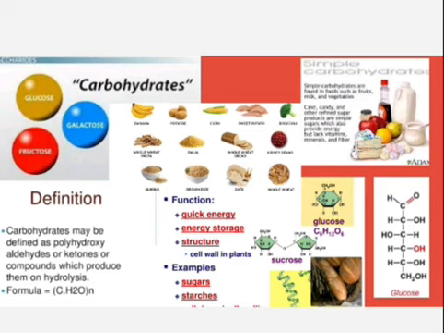Carbohydrates are nothing but polyhydroxyaldehydes or polyhydroxyketones, or the compounds which produce polyhydroxyaldehydes or polyhydroxyketones on hydrolysis. The molecular formula is Cn(H2O)n, where n is the number of sugar molecules. Some examples of carbohydrates are banana, potatoes, rice, meals, etc. The main functions of carbohydrate are quick release of energy, storage of energy, as well as giving structure to the cell wall in plants. Some examples are sugar, starch, etc.